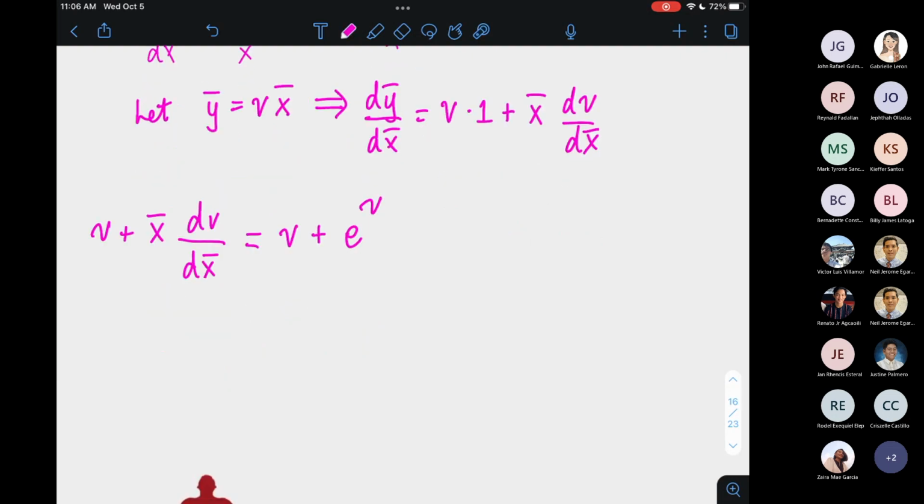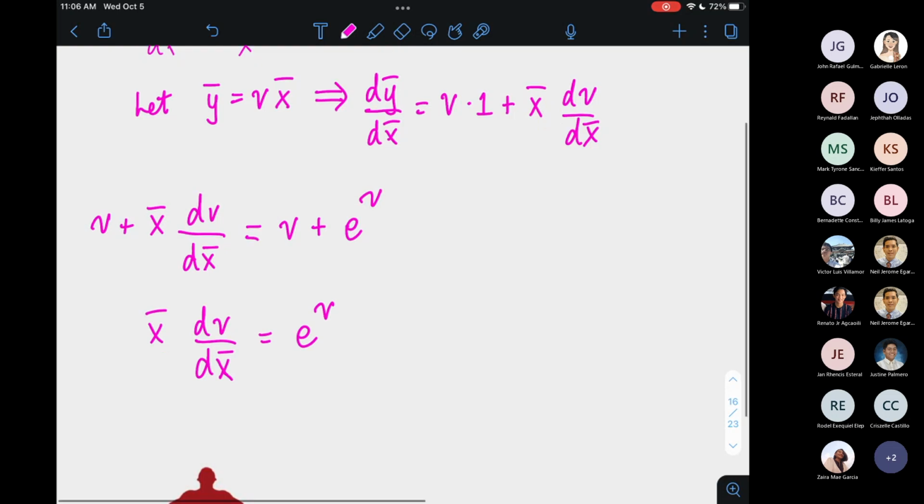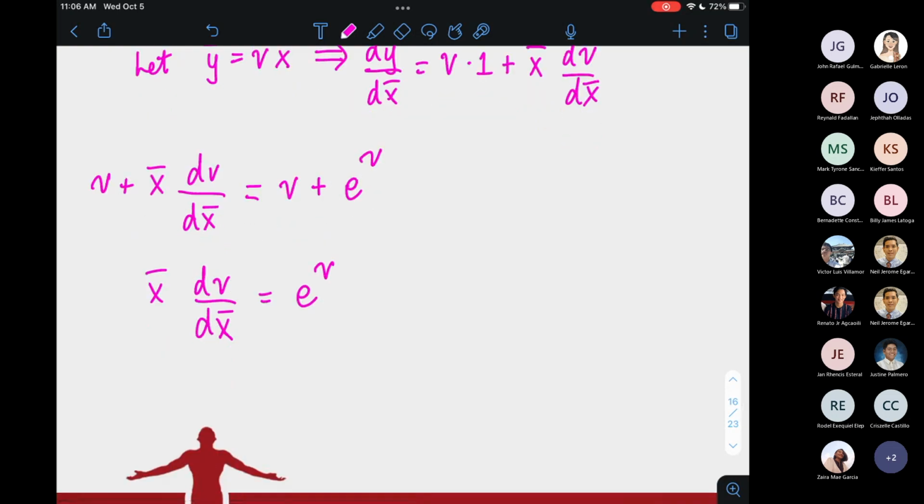So separable nga ba siya? Well, I can subtract v from both sides. So we're going to have x bar times dv over dx bar equals e to the power v. And then I'll multiply both sides by dx bar over x bar and then divide by e to the v. So is it correct? I'll have e to the negative v dv equals dx bar over x bar. Right? Tapos ayan, separable na siya as promised. Kasi nga, after the substitution, we have transformed all the components to be homogeneous of degree 0. Right? So all we need to do now is to integrate both sides.